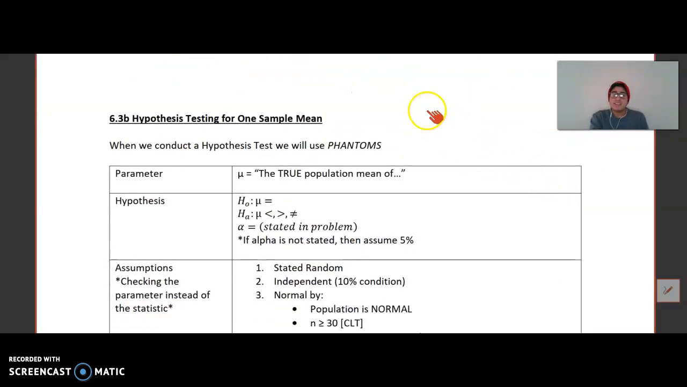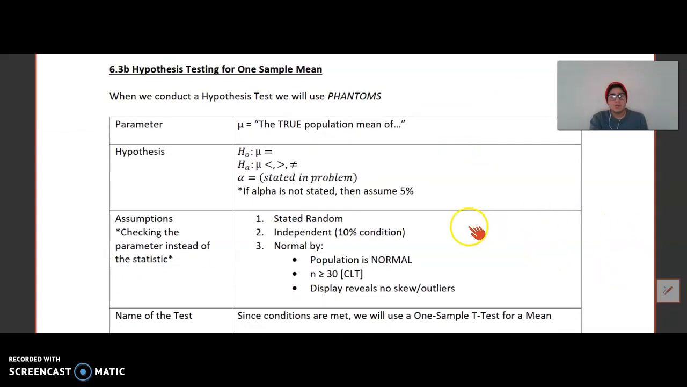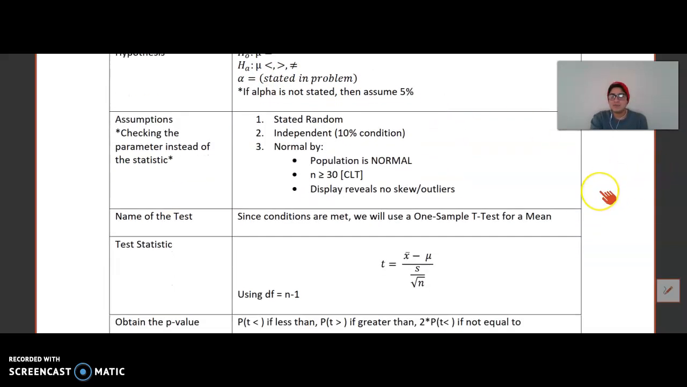Now, if we are wanting to test significant evidence about a population mean, we are going to use our PHANTOMS model, where mu is the true population mean of something happening. The null hypothesis is the claim. The alternative is what we're testing for. Alpha is stated in the problem, but if not, we'll use 5%. Our conditions remain the same: stated, random, independent, normality by one of these 3 criteria.